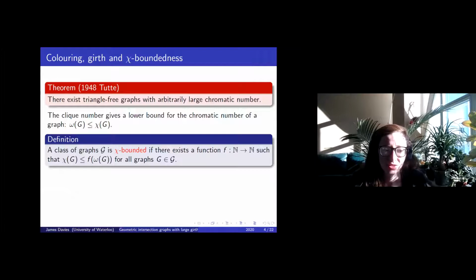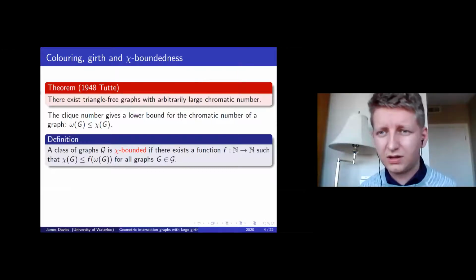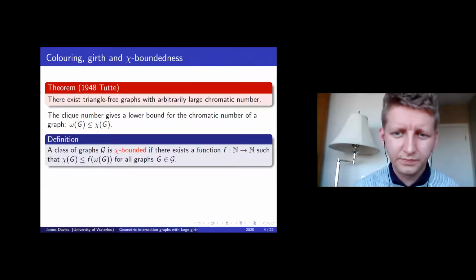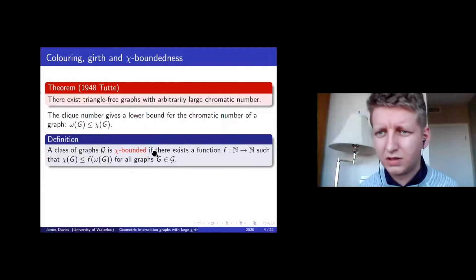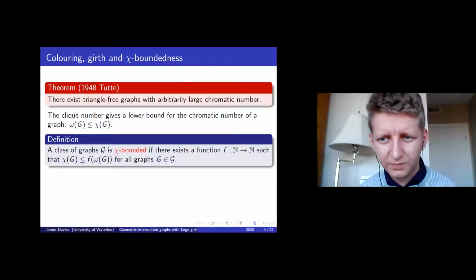You know there exist graphs with large chromatic number. So then it becomes interesting to ask, for certain classes of graphs, if forbidding triangles is enough to bound the chromatic number, and in general, if bounding the clique number is enough to bound the chromatic number. So we say that a class of graphs is chi-bounded if there exists a function which bounds the chromatic number in terms of the clique number.